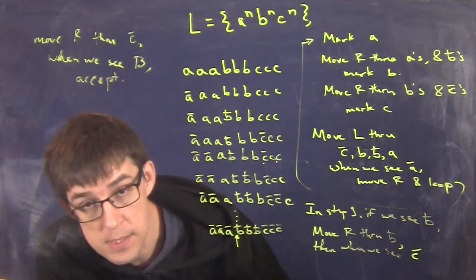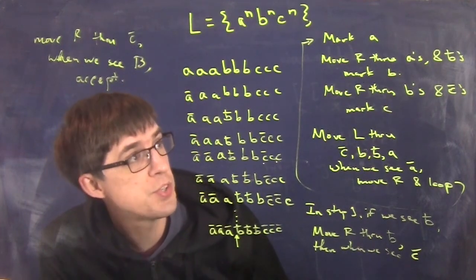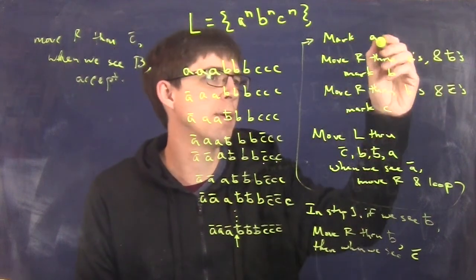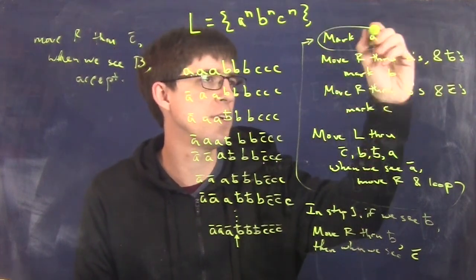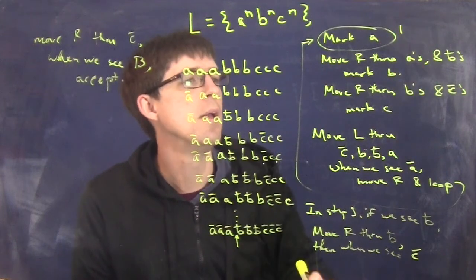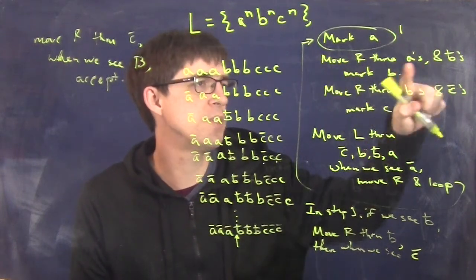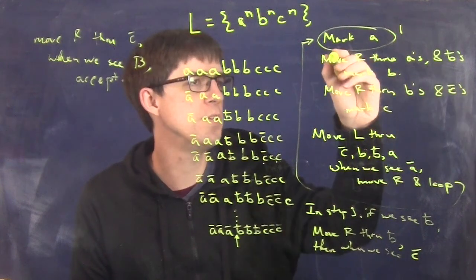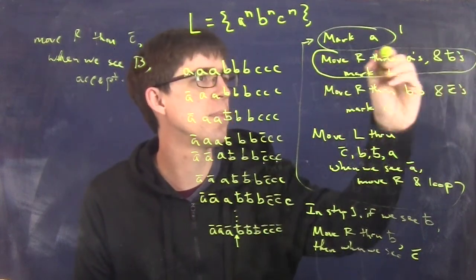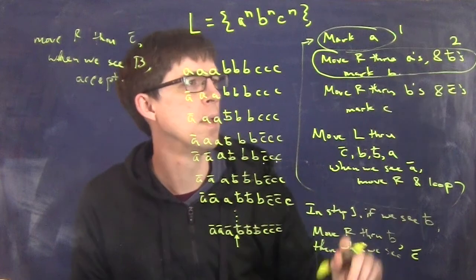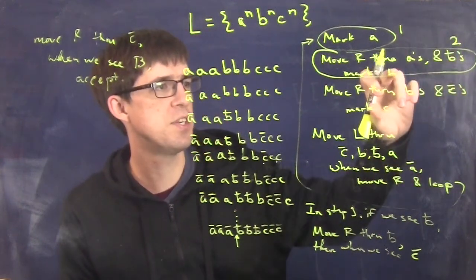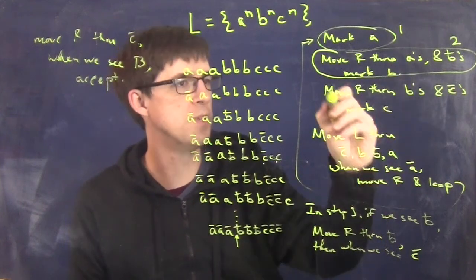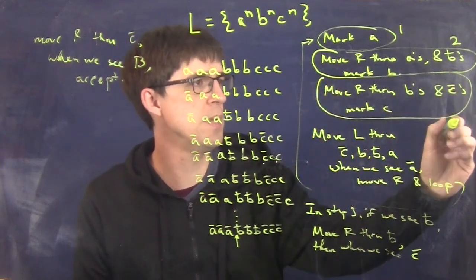Okay, let's translate this into various states for the machine. There is a starting state, which I'll call state 1. And then this is going to be a state: move to the right through all A's and B bars, and then mark B when you see it. So that's a state. This is state 2. It's going to have a transition when you see a B, you write B bar, and then you go into the next state. So this right here is state 3.